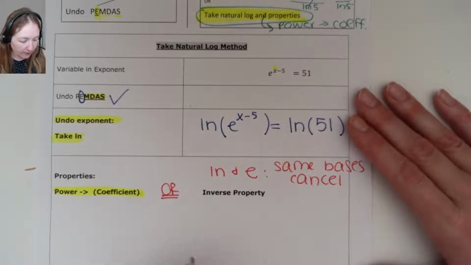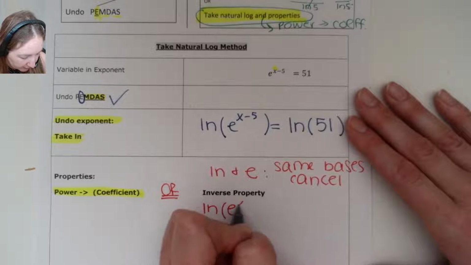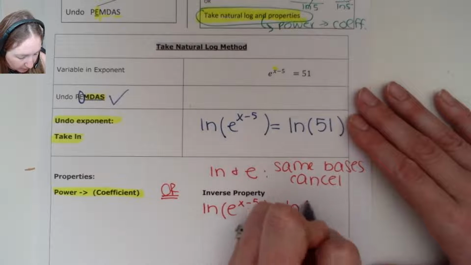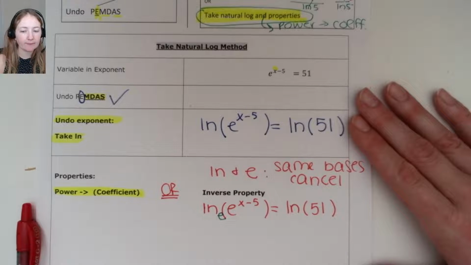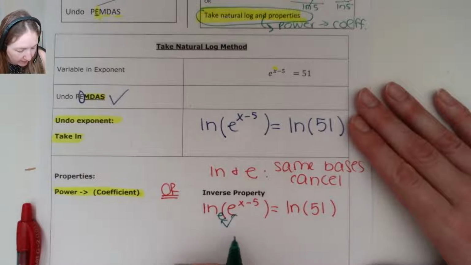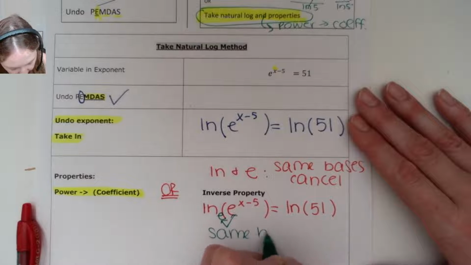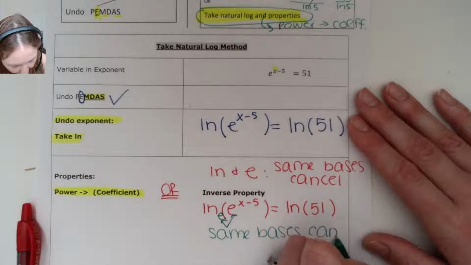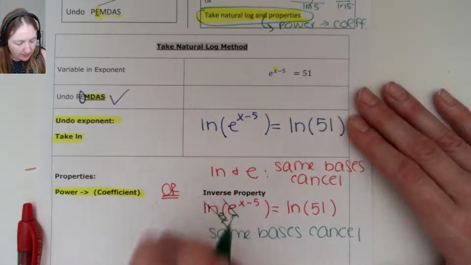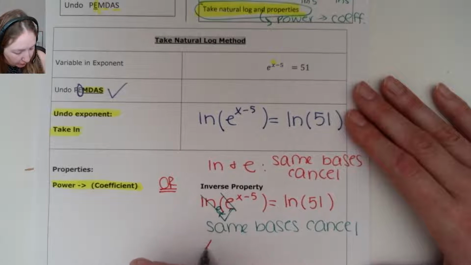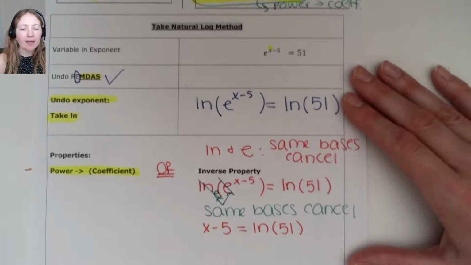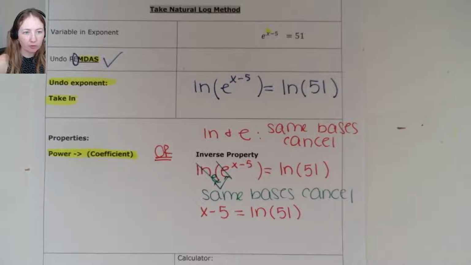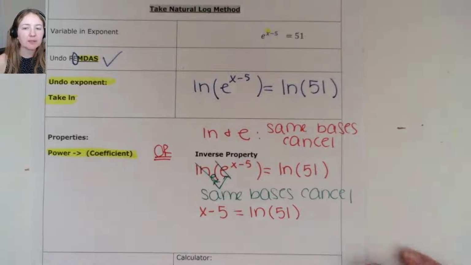So when I'm looking at this, natural log e raised to the x minus 5 equals natural log of 51, what I can say is, okay, the natural log has a base of e. This also has a base of e. So those same bases will cancel out. And so the natural log of the e crosses out, and that leaves us with just x minus 5 is equal to natural log of 51. And that is by far the easier way of approaching this, just noticing that the natural log and the e have the same base, so therefore they're going to cancel.